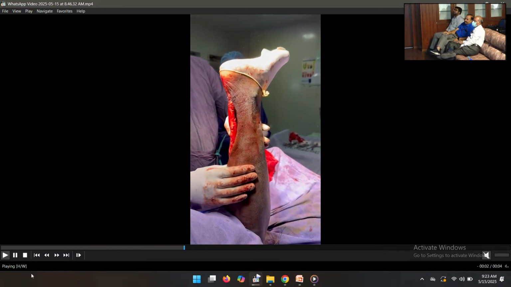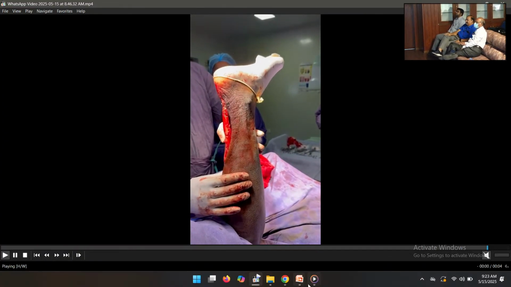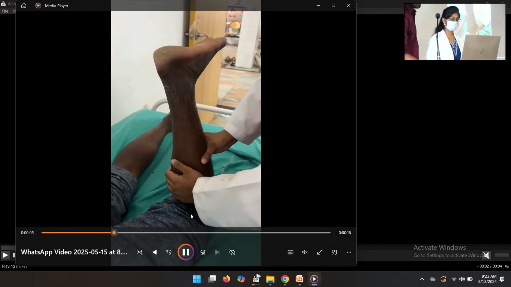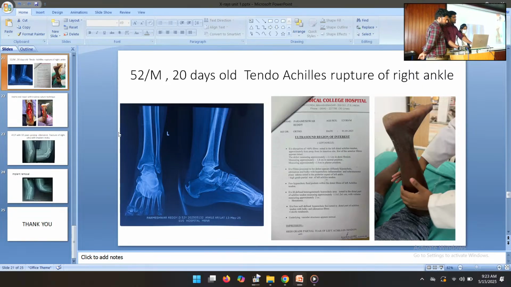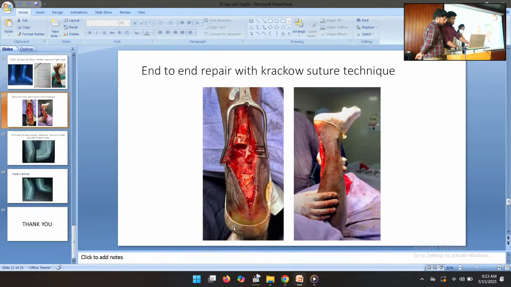Post-ops. Yes, sir. Fractional lengthening was done, sir. It was 10, sir. So TA. Yes, sir. We have released proximally, sir. And then the gap decreased, and then fractional lengthening was done, sir. No, sir.